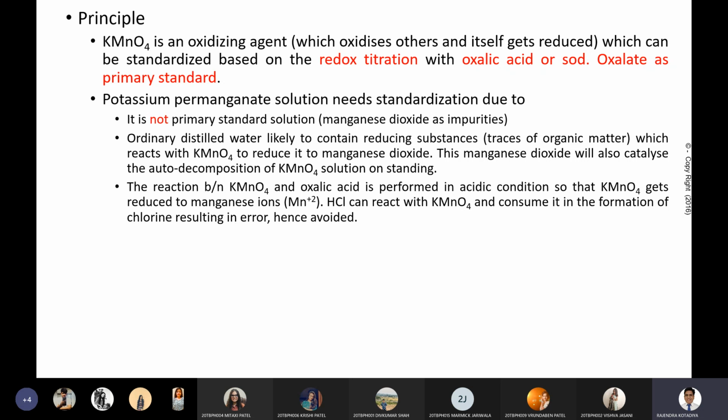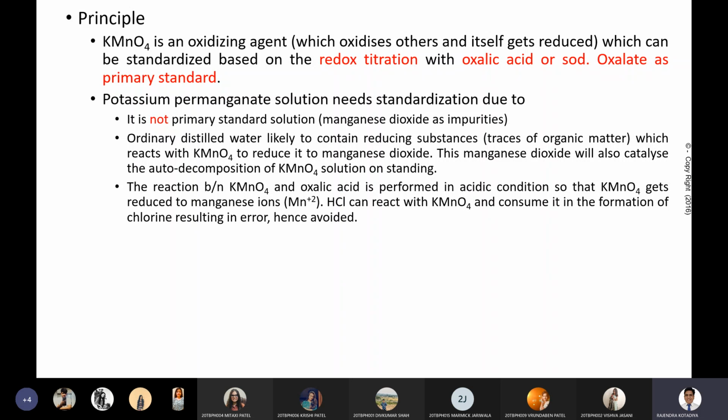The third one is the reaction between the KMnO4 solution and oxalic acid. It is to be performed in acidic medium. Why acidic medium? Because the H+ ion is needed to get it reduced to its Mn2+ form. For that, H2SO4 is frequently used. We cannot use HCl for this purpose.